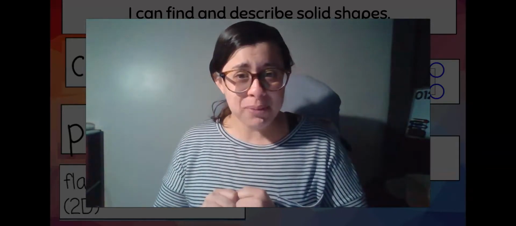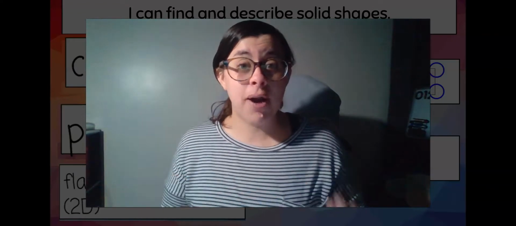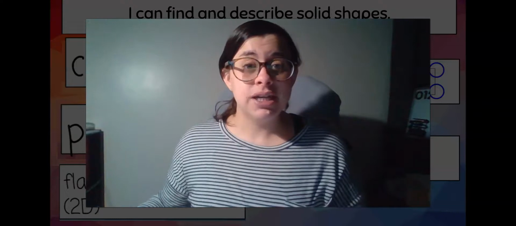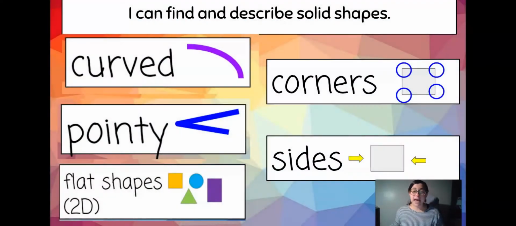Before we dive into that, our math thinking job is I can find and describe solid shapes. But first, let's review some vocab from last week, which will help us this week with our new vocab. We learned about shapes that have curves. We also learned about shapes that were pointy. We learned that pointy parts of a shape were corners. We also learned about shapes that had sides, a straight line.